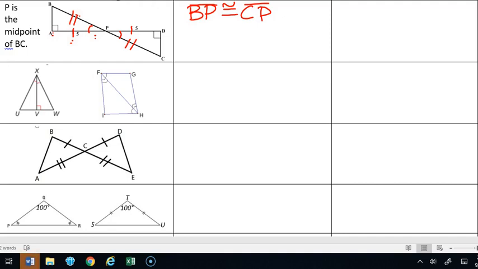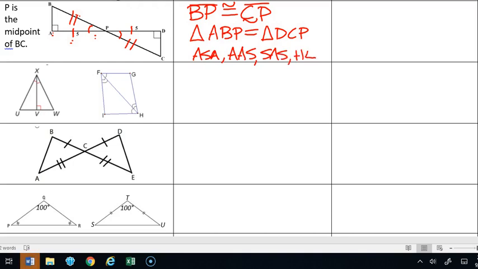So we can say again, triangle ABP is congruent with triangle DCP by angle, side, angle, angle, angle, side, side, angle, side, and HL, all of them. And the thing that we were talking about here was that definition of a midpoint. It'd be good if I could spell, huh?